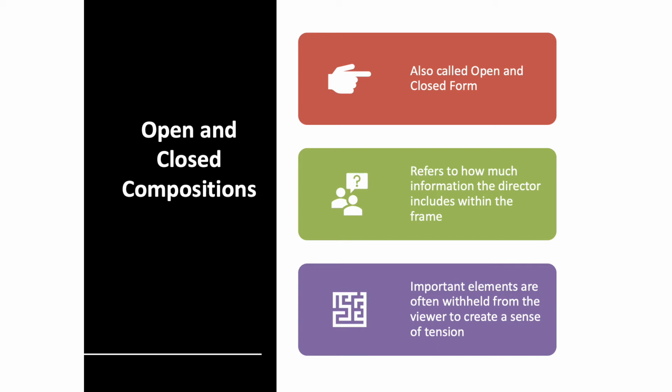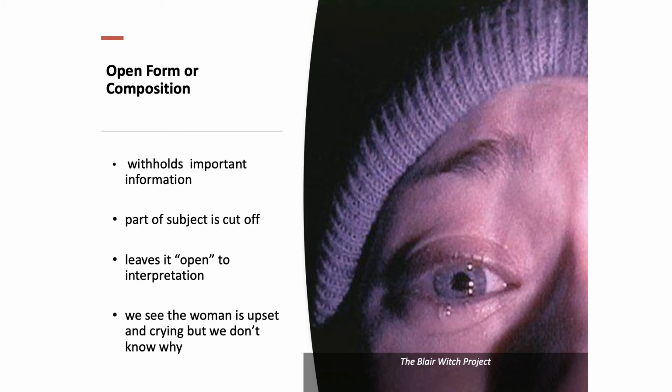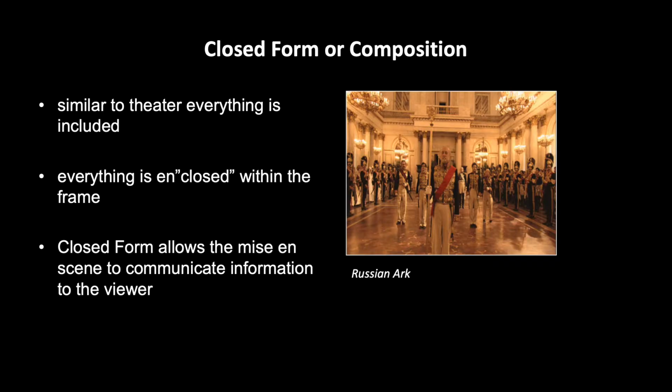Open and closed compositions, also called open and closed forms, refers to how much information the director includes within the frame. Important elements are often withheld from the viewer to create a sense of tension. Open form withholds important information. Part of the subject is cut off, leaves it open to interpretation. We see the woman is upset and crying, but we don't know why.